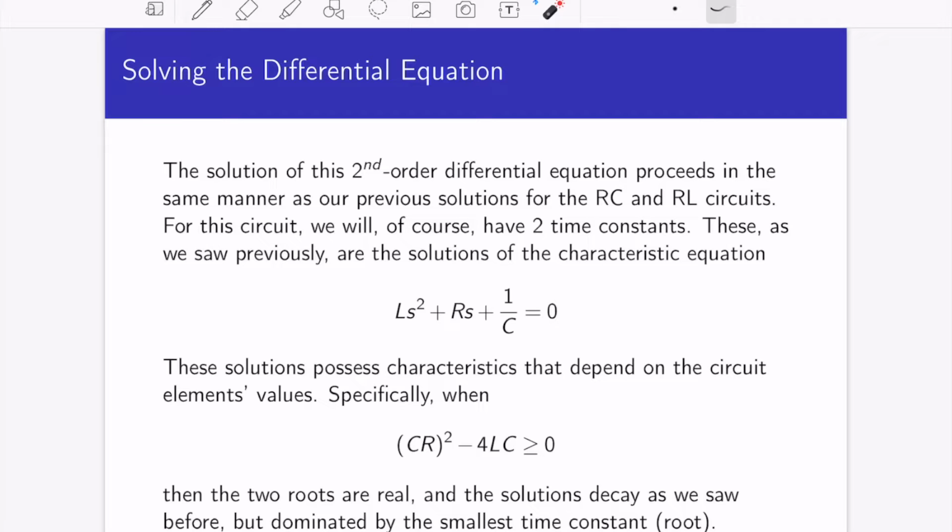Of course, this time we're going to have two time constants, and these will be the solutions of the characteristic equation, which was L s squared plus R s plus 1 over C. These solutions will have characteristics that depend on the circuit element values, and specifically we know that when CR squared minus 4LC is greater than or equal to 0, then the two roots will be real. And the solutions will decay as before, dominated by the smallest time constant.